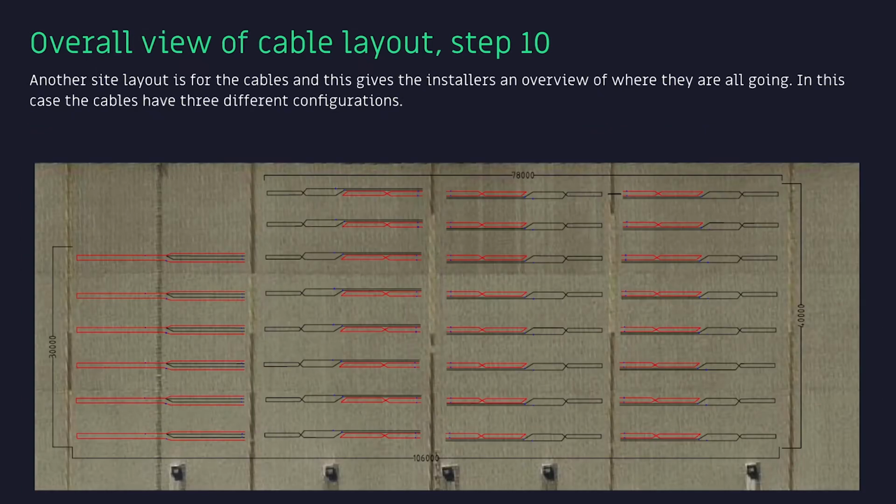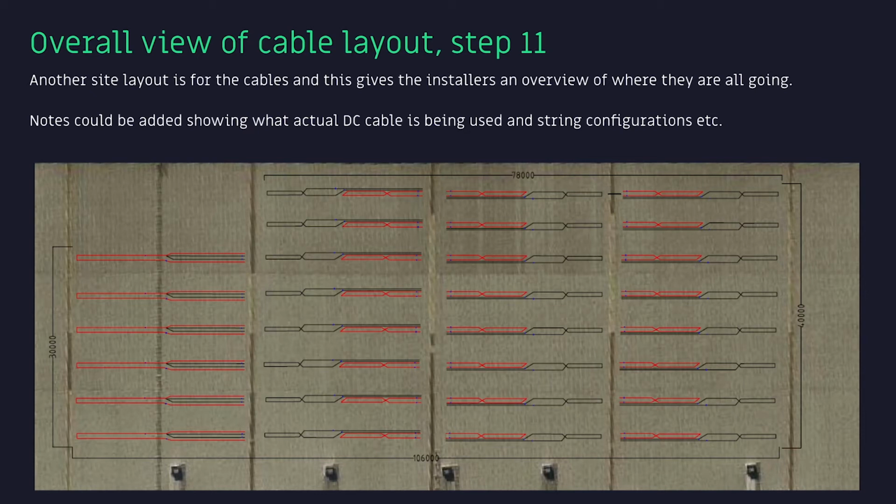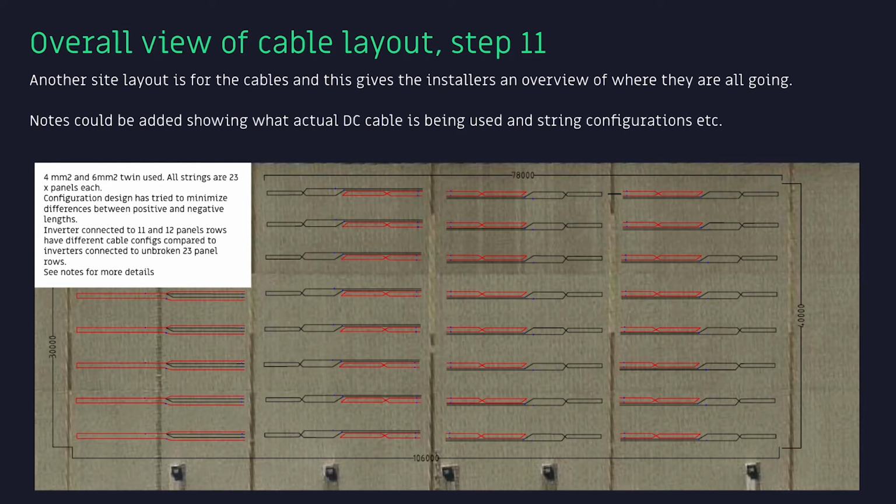Another site layout is for the cables, and this gives the installers an overview of where they are all going. In this case, the cables have 3 different configurations: 11 and 12 panel cabling, 23 panel unbroken rows, all cabling to the right, and 23 panels unbroken rows, all cabling to the left. Notes could be added showing what actual DC cable is being used and string configurations. In this case, we're using 4mm and 6mm twin, and all strings are 23 panels each. Configuration design has tried to minimise the differences between positive and negative lengths, and we go on a little bit with some more details there. And then at the end, see notes for more details.